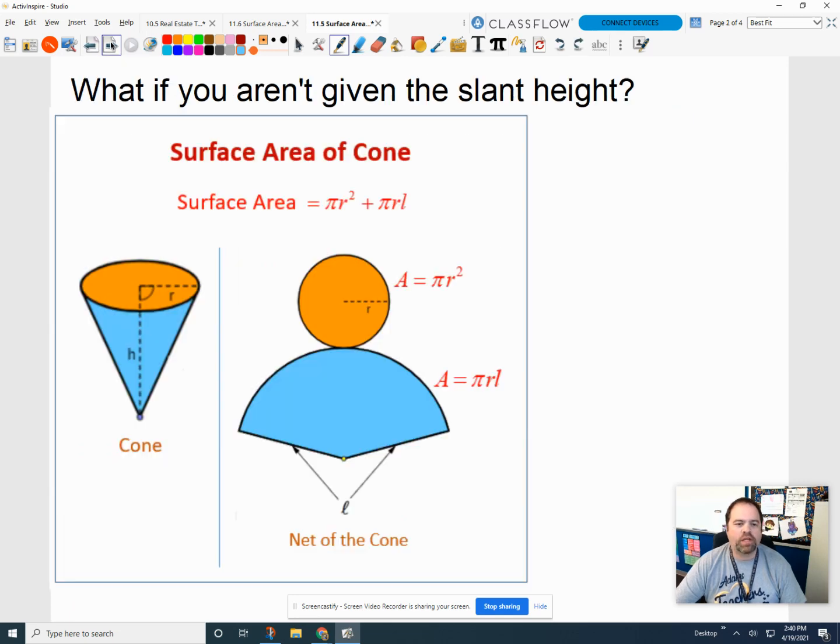What we're going to do is go back and talk about cones one more time. But this time we're going to use the same formula, pi r squared plus pi r l. But what happens if you don't have that L? What if you don't have that slant height piece that you need to figure out that weird blue shape?